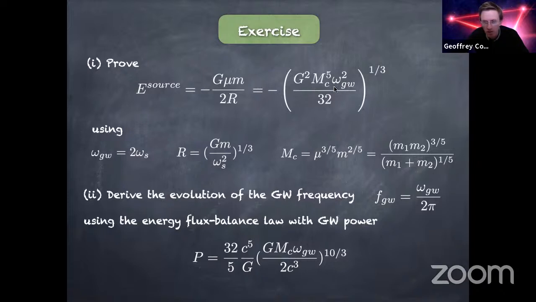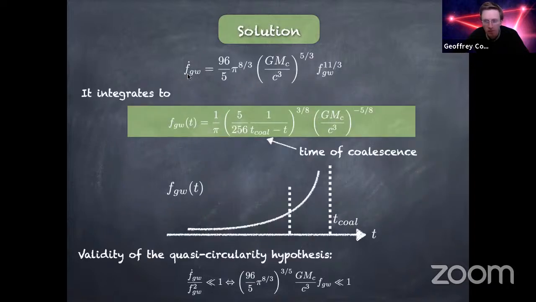To get the flux balance law, now you have to take a derivative of this with respect to time. So now you imagine the frequency depends on time. The chirp mass is still fixed. And you equate it to the power radiated. So now if you do it properly, you should find this expression. So this is an ordinary differential equation for the frequency of gravitational waves.